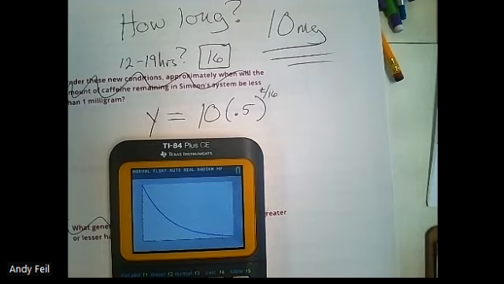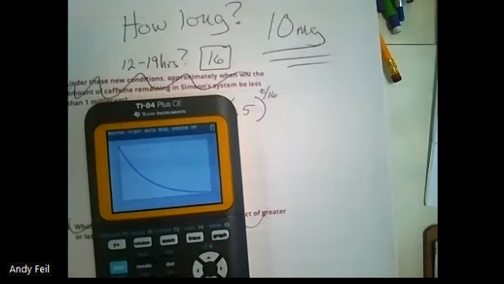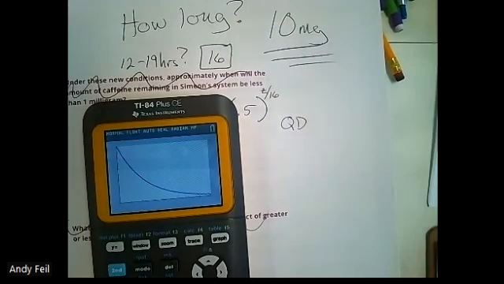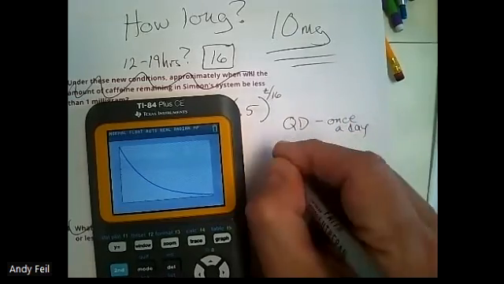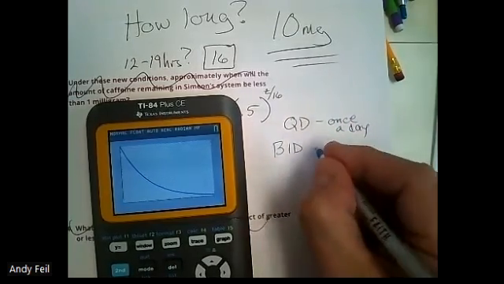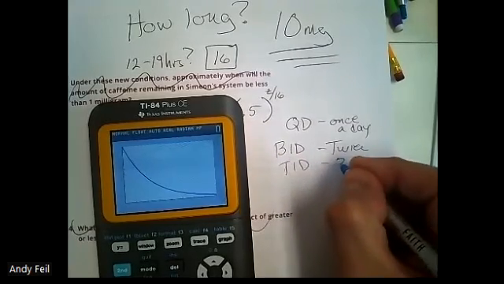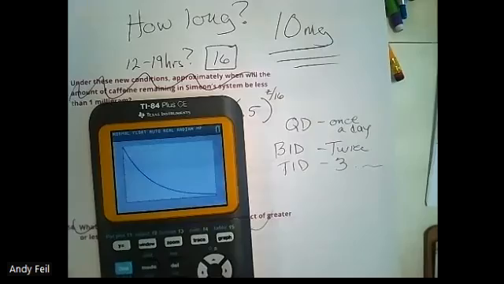By the way, looking at this, Bystolic is dosed what's called QD. Do any of you medical people know what QD stands for? Who's your teacher for that? What? That's a really good guess, but that's not right. This is once a day. What's BID? That's twice a day. And TID is 3 times a day, and so on and so on. So anyway, Bystolic is QD, it's once a day.